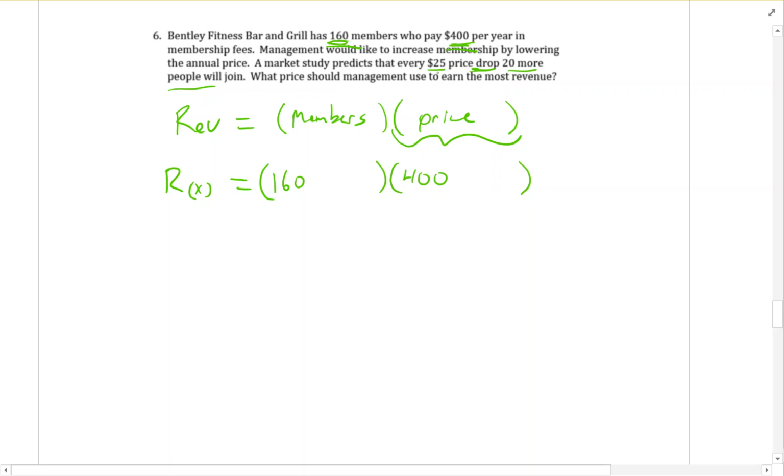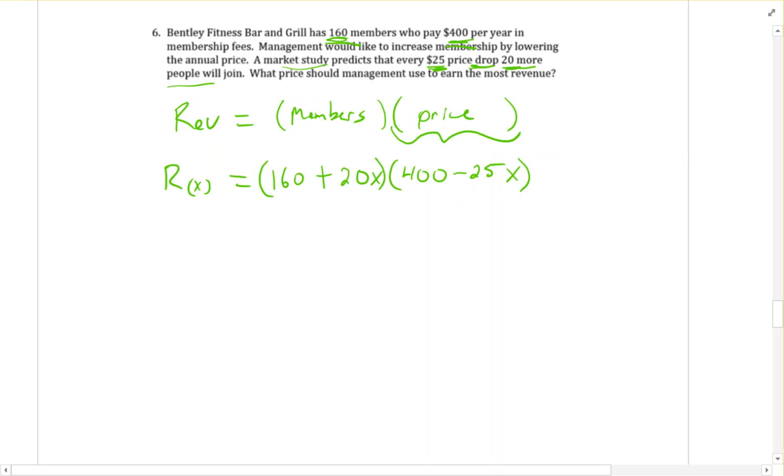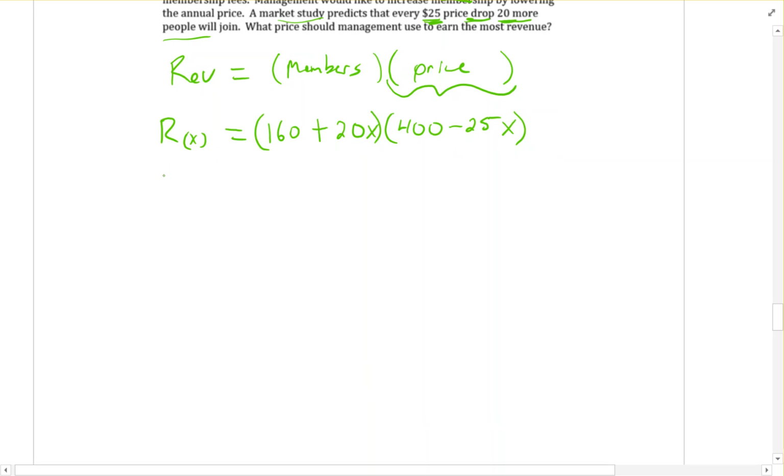And now I'm going to introduce these two new numbers with this market study. It says that for every $25 price drop, so I'm looking at the price one, and it drops, I'm going to say minus 25x, because that's how many times it happens. And now it says 20 more people will join, so plus 20x for my members. And then that's it. These ones are probably going to be easier if you graph it, just because we're dealing with some big numbers now. Completing the square might be a little bit tougher. So let's graph this.